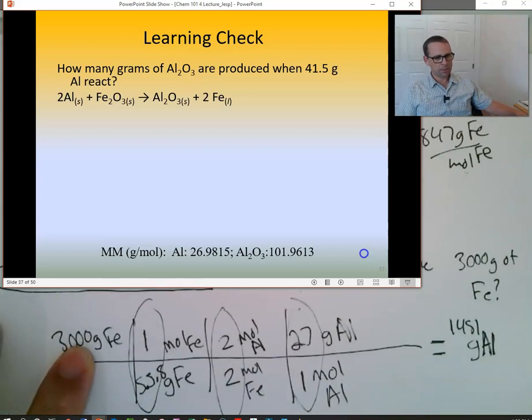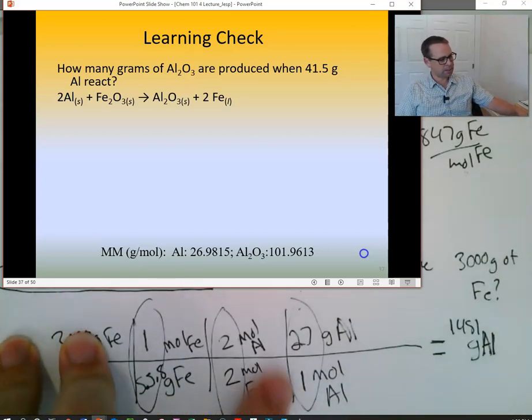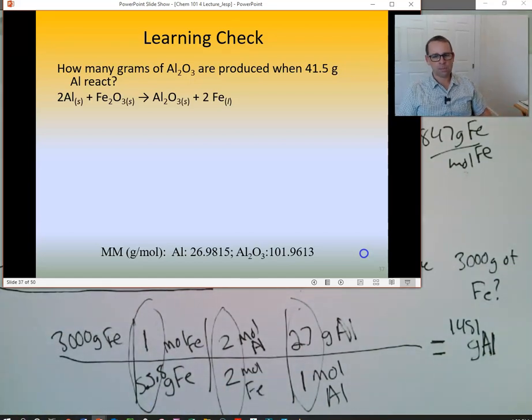So you take the top number, divide by that, divide by this, divide by that, times by that, times by that. It doesn't matter the order that you do that. So you could go 3,000 times 2 times 27 for the top, and then divide by 55.8, divide by 2. Oh, I see. Okay. Gotcha.